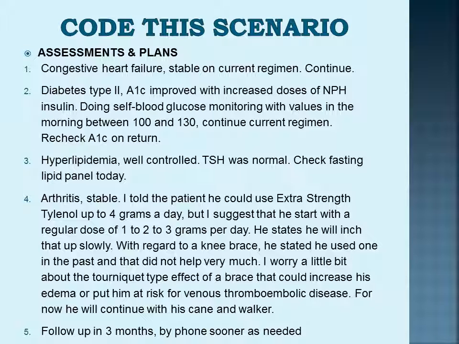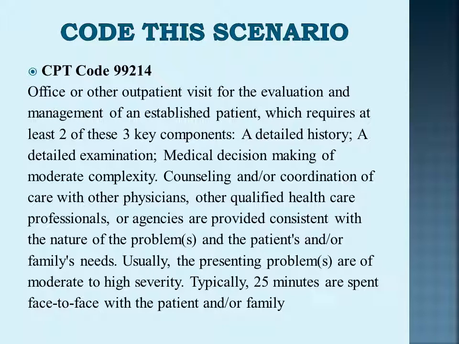So let's take a look at what type of code we might use for this patient. If any of you were guessing the 99214, you are correct. This is an established patient. For this visit, that requires 2 of the 3 components: either a detailed history, a detailed physical exam, or medical decision making that is moderate in complexity. We might want to look at the counseling and coordination of his care with his other healthcare providers and the patient or family needs. Usually the presenting problem is of moderate to high severity, and typically about 25 minutes are spent face-to-face with the patient and family.